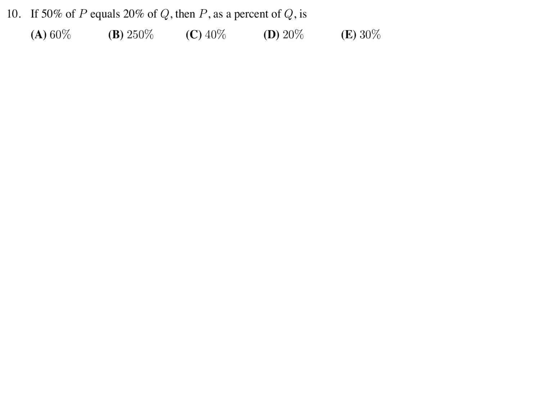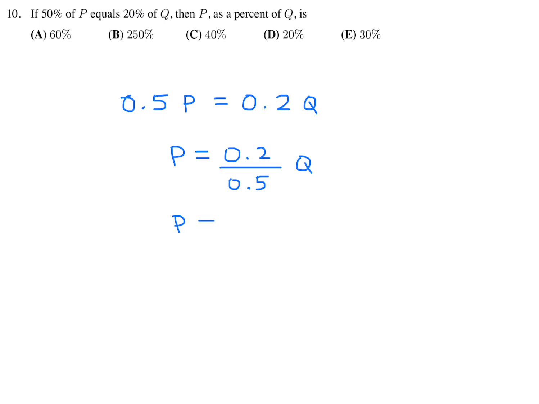If 50% of P equals 20% of Q, then P as a percentage of Q is. So 0.5 P is equal to 0.2 Q. So if you divide, you get P equals 0.2 divided by 0.5 Q. And if you do the math, you'll get 0.4 Q. So that basically means that P is 40% of Q. So therefore number 10, the answer is C.